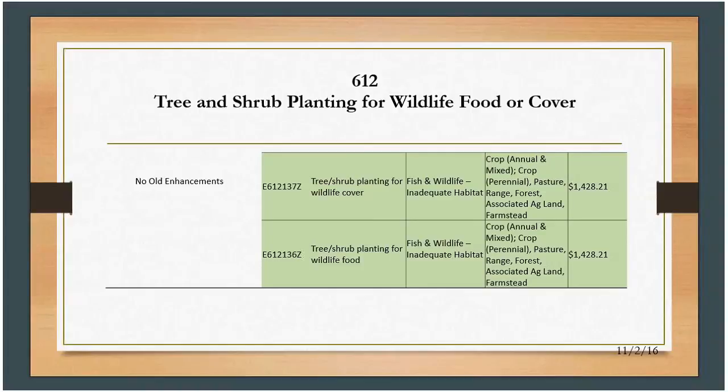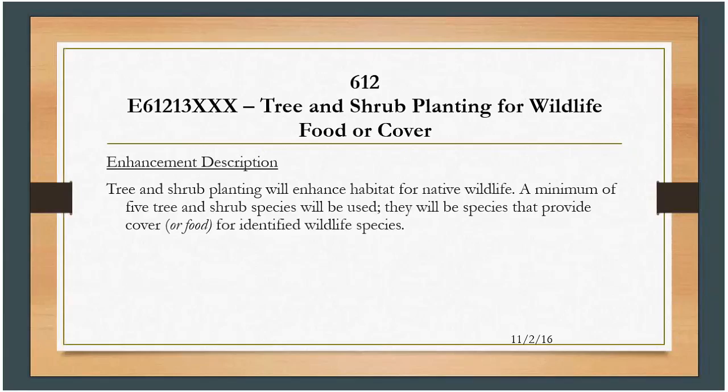Okay, so these are two enhancements where there is no old corresponding enhancement. They're tree and shrub planting for wildlife cover and for food. And these look like they can be applied pretty much on all land types. And the payment is around $1,400 per acre.